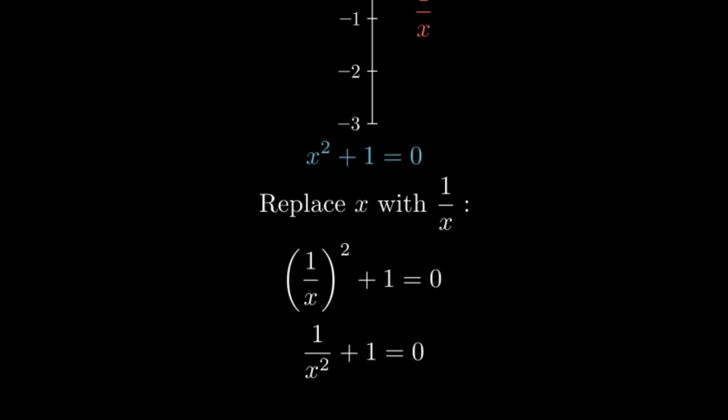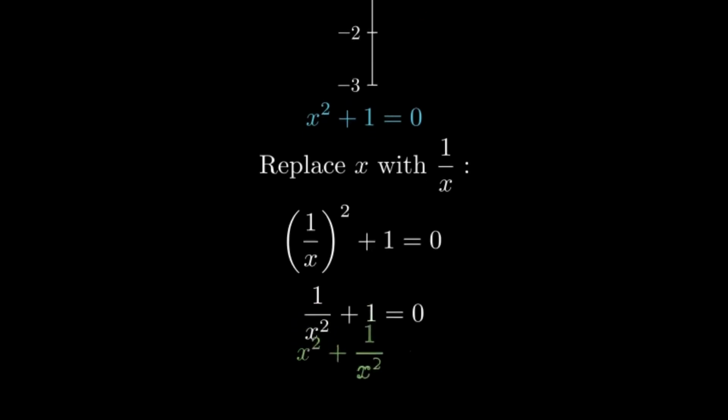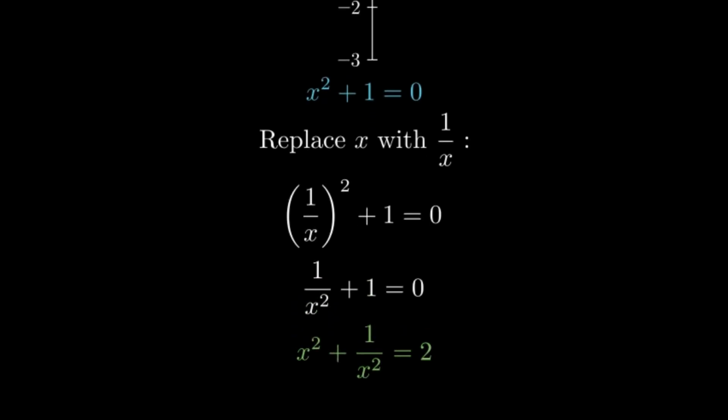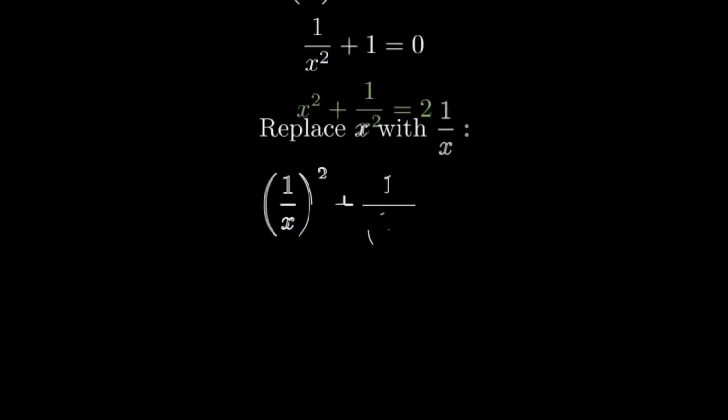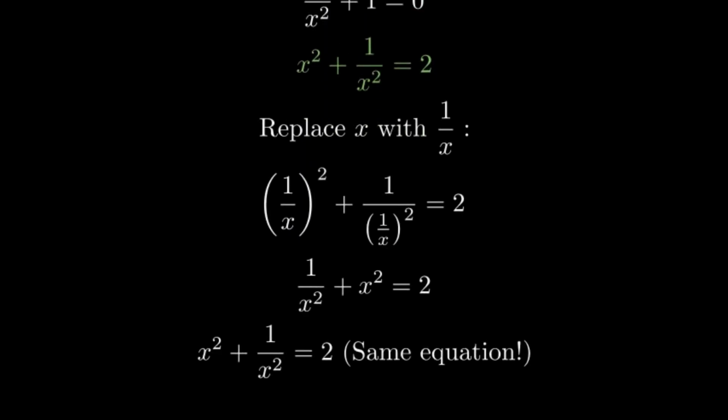Now, let's look at a true reciprocal equation. Consider x squared plus 1 over x squared equals 2. When we replace x with 1 over x, watch what happens. Let's solve this reciprocal equation.